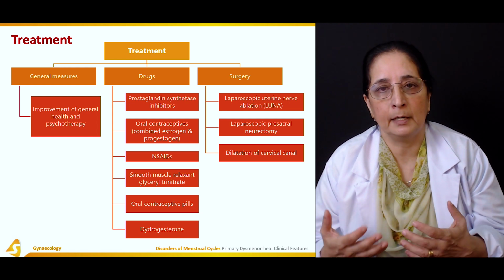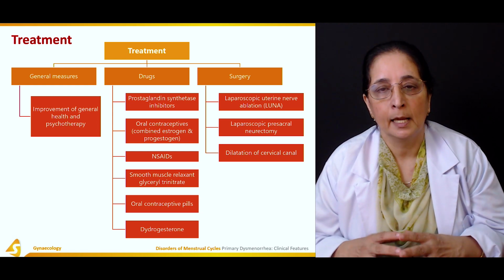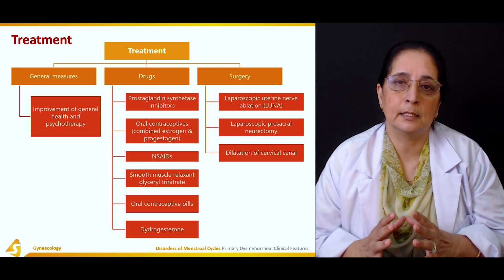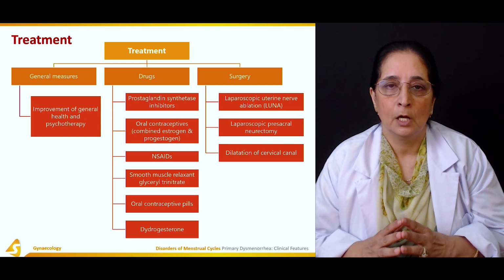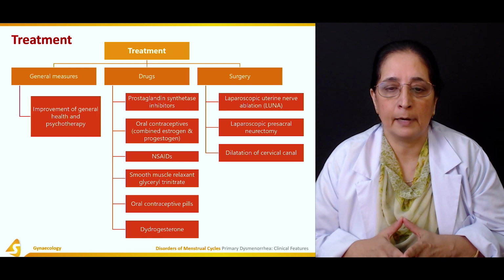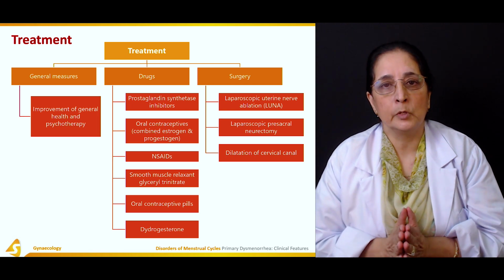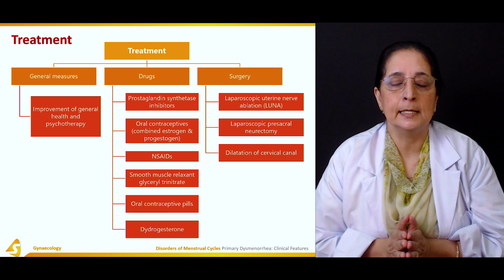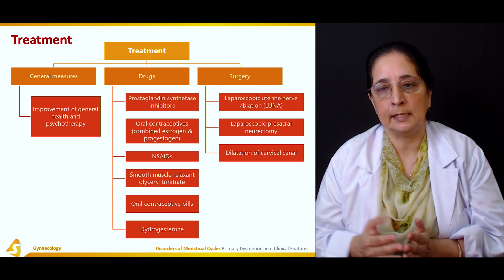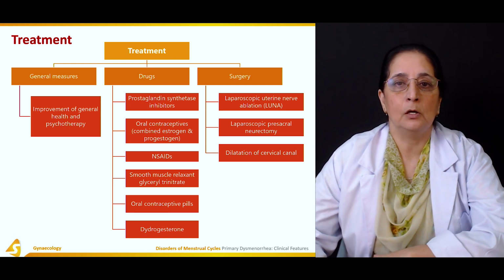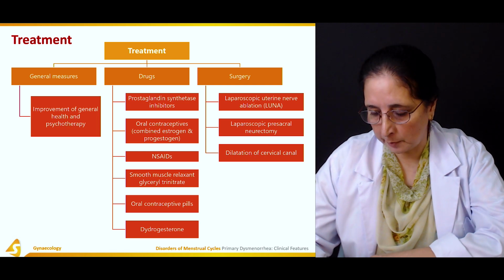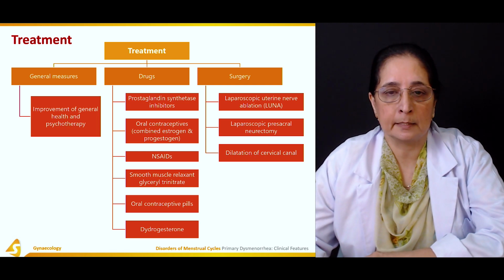It takes time and it will get better, things like that. And then the drug therapy is oral contraceptives, non-steroid anti-inflammatory drugs, which are mostly used, and prostaglandin synthetase inhibitors. And then we have some surgical options also for the treatment of primary dysmenorrhea.